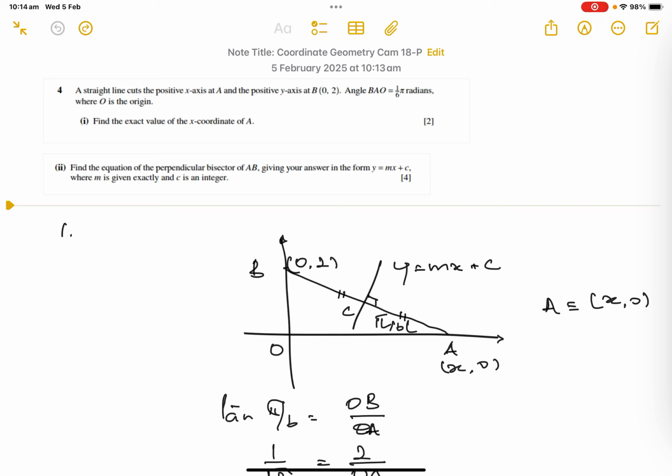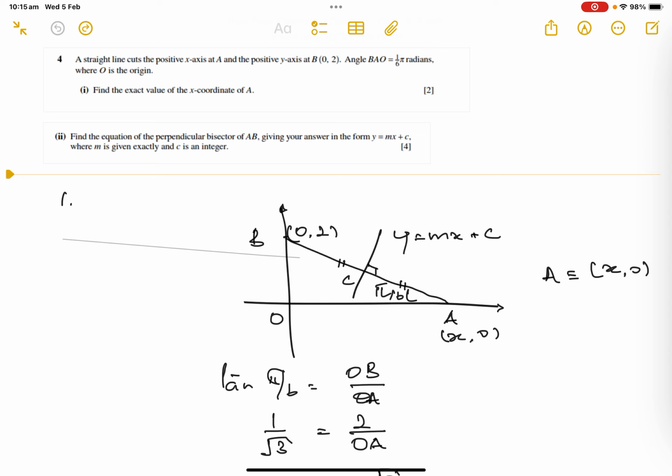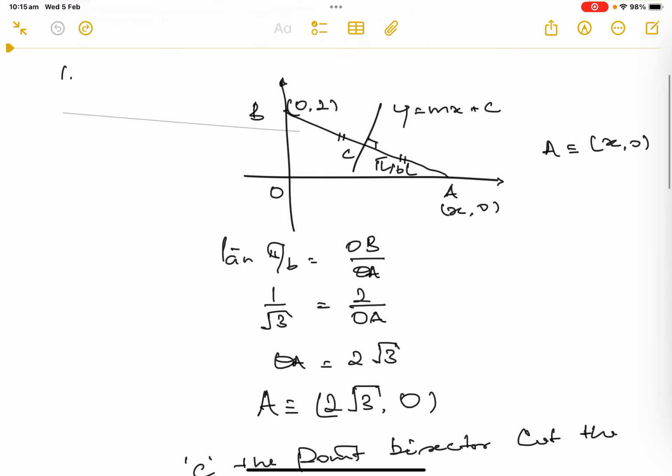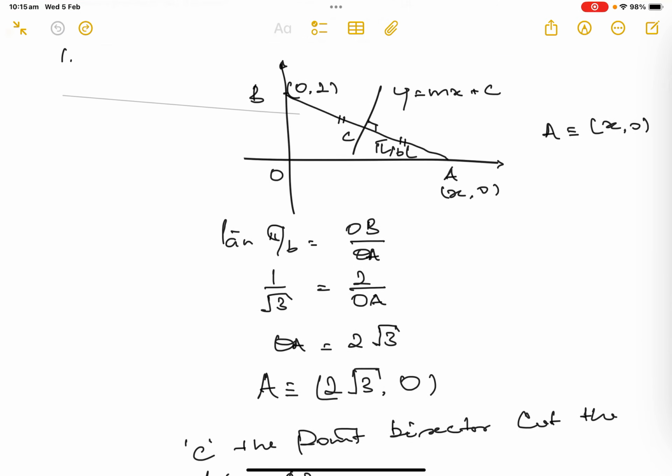Let's do the sketch first. The line cuts the x-axis on the positive side, and cuts the y-axis on the positive side, and its coordinate is (0, 2). For A, I just put x and 0, which we need to find. The angle given, BAO, is pi by 6. So that's a sketch of the triangle AOB.